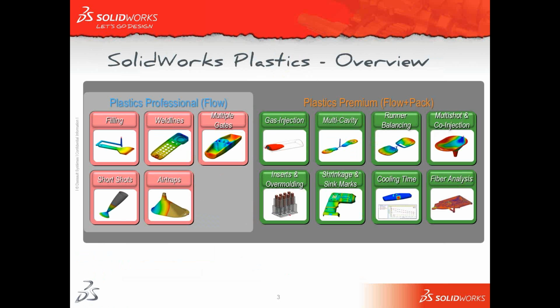We can also do overmolding and sink mark analysis. We can look at the cooling times. And if you are using fibres within your plastics as well, so maybe there's a glass fibre in there, we can take a look at that and see in which direction the fibres are laying once the product has been injected with plastic.